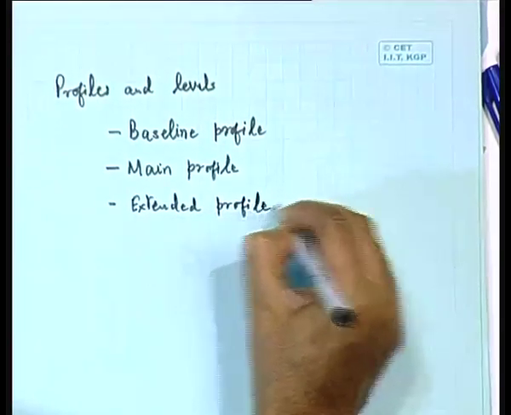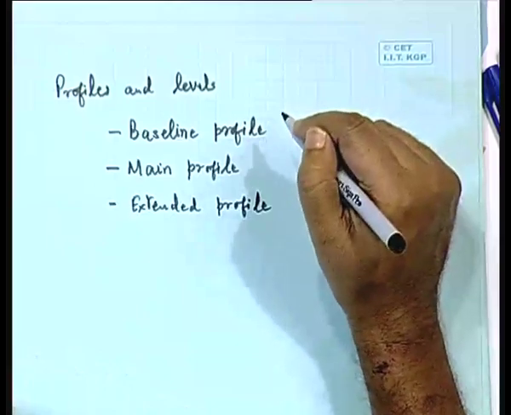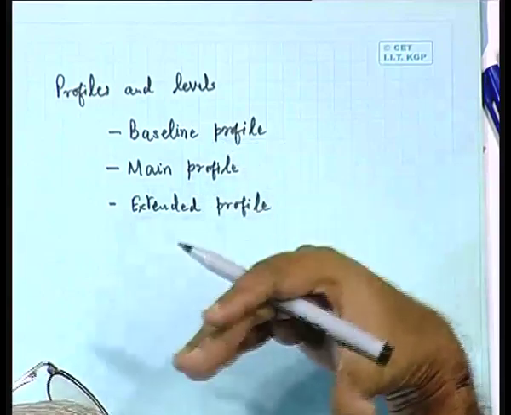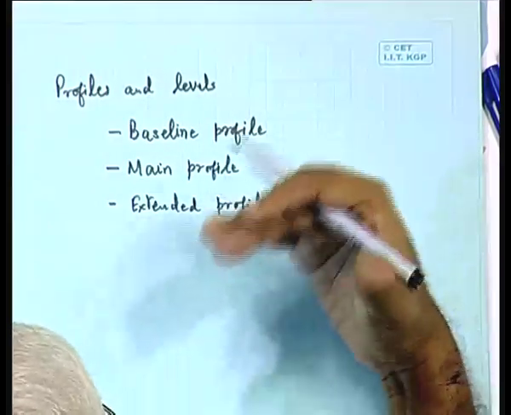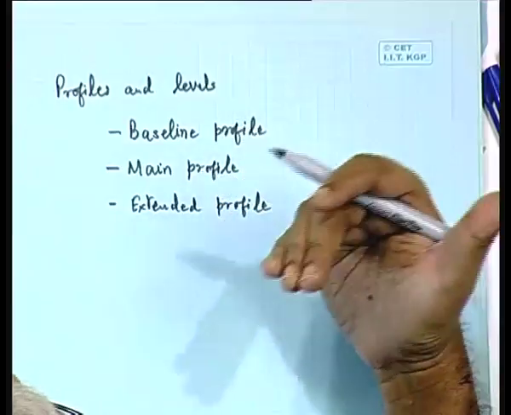Now, in these 3 different profiles, one has to see which features each one includes. Naturally, the baseline is going to include fewer features as compared to the main profile. So you can obviously expect that the main profile and the extended profile will include whatever the baseline profile is already providing. And the extended profile should also include some of the features of the main profile.